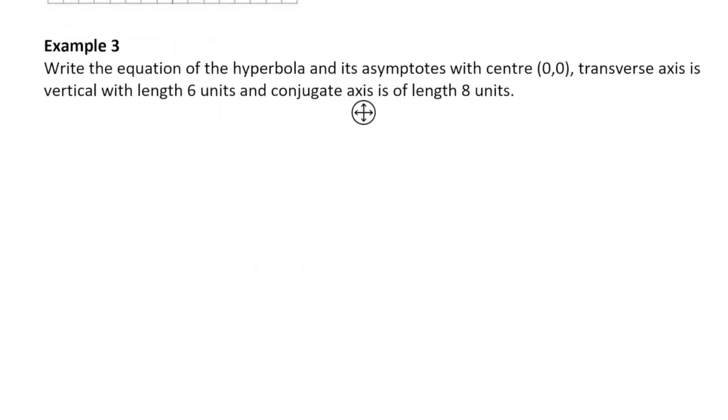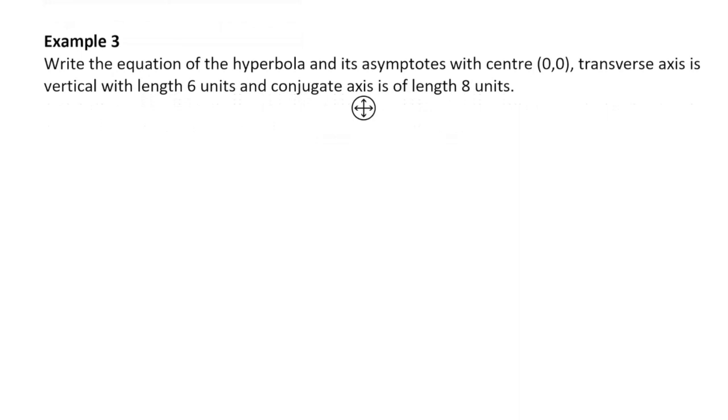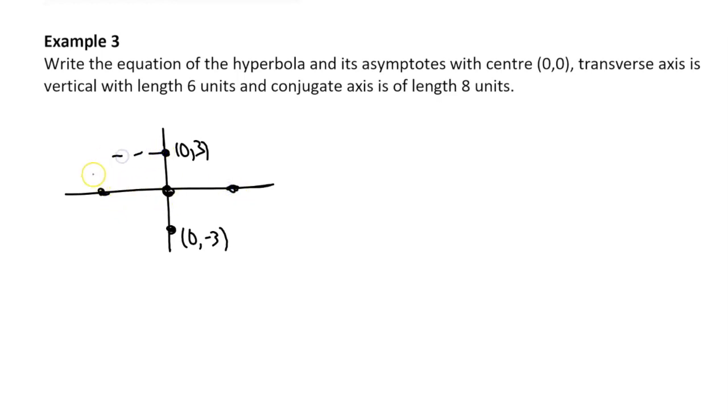Okay, example 3. This is more a terminology question than anything else. I think it's quite similar to example 2. Write the equation of the hyperbola and its asymptotes with center 0, 0. So let's do a sketch. Center 0, 0. The transverse axis is vertical and it's 6 units in length, so we would go up 3 and down 3. And the conjugate axis is 8 units.